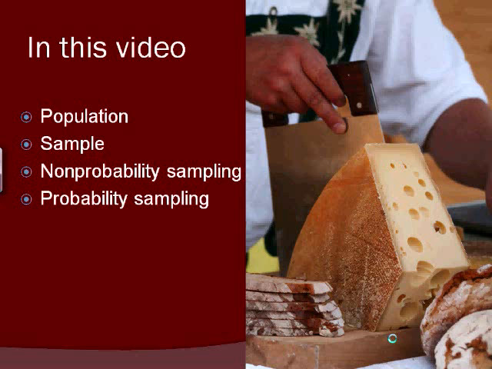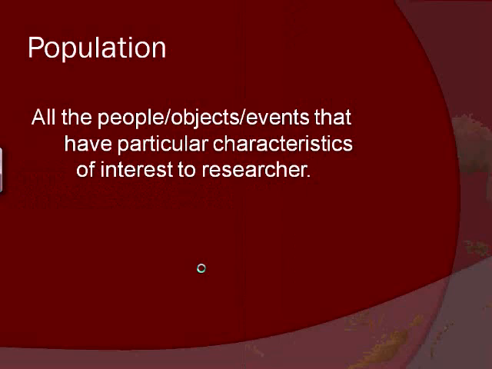And specifically we will talk about what a population is, what a sample is, and then we will discuss the non-probability sampling methods and the probability sampling methods. So let's start with defining a population. This is a term that we will oftentimes use. A population is all the people, objects, or events that have particular characteristics or of interest to a researcher and that the researcher wants to study.